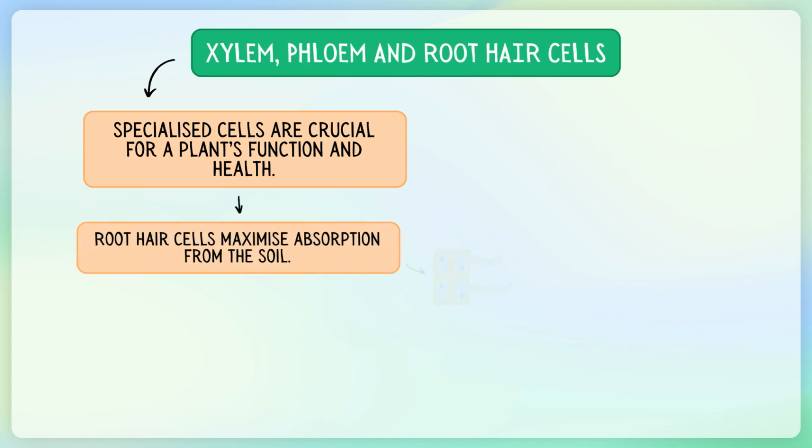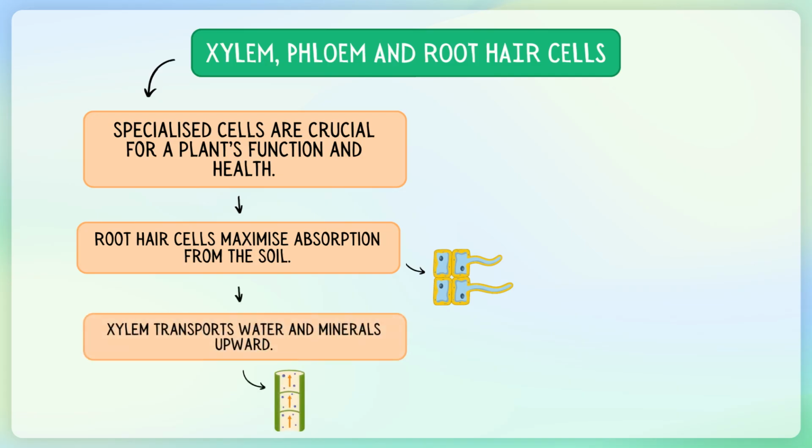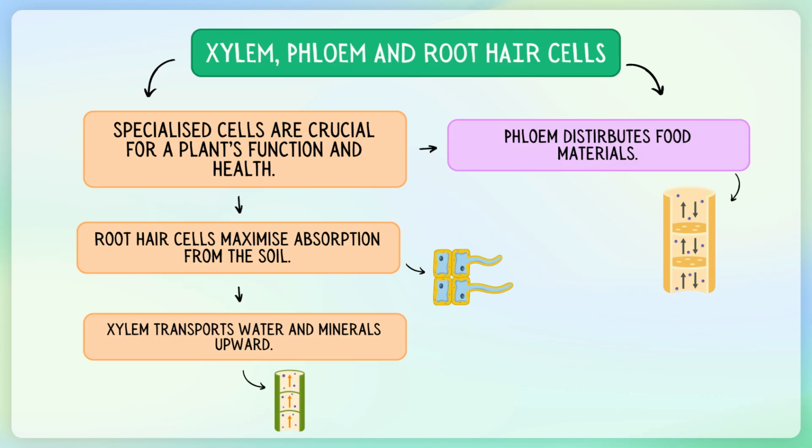Root hair cells maximize absorption from the soil. The xylem transports water and minerals upwards. The phloem distributes food materials to where they are needed. Understanding these structures and their functions gives us valuable insights into how plants maintain their vital processes.